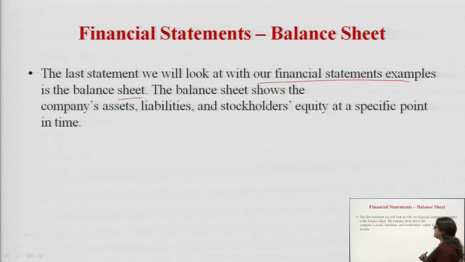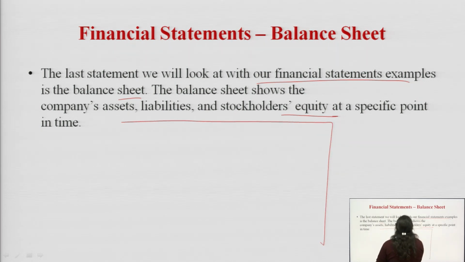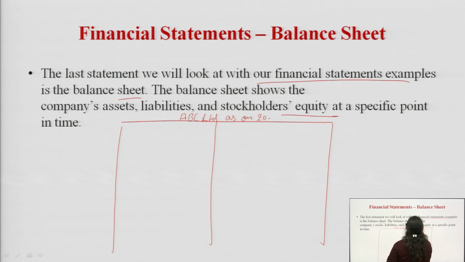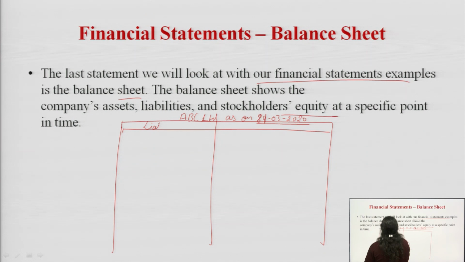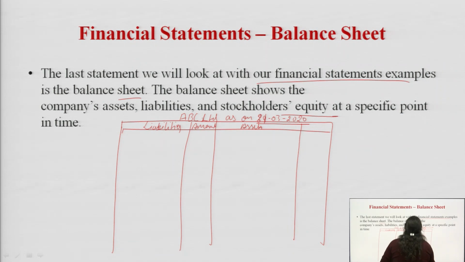The balance sheet shows the company's assets, liabilities and stockholders' equity at a specific point of time. I will show you how the statement is drawn when you are preparing the balance sheet. Suppose we are preparing the balance sheet for ABC Limited as on 31st March 2020, because 2021 is still awaiting 31st March. So, here we are writing the liabilities. This column is always for the amount, and there would be assets, and this would be your amount.